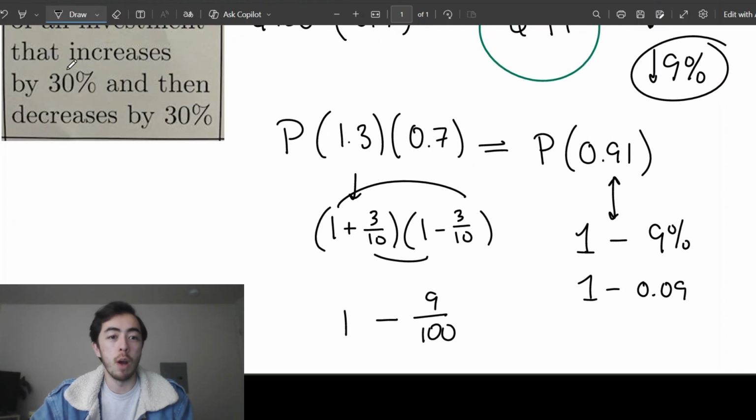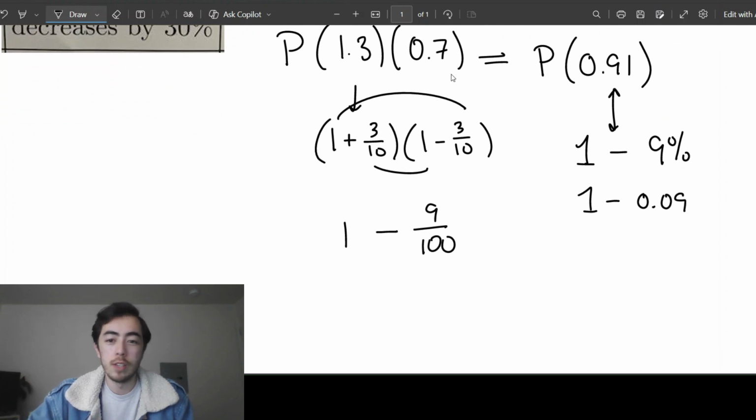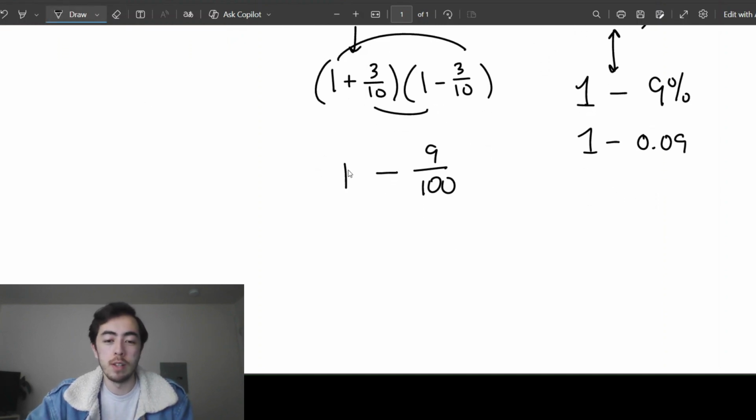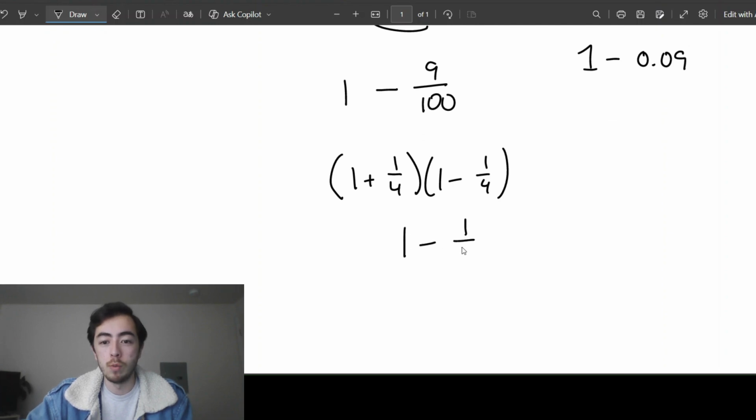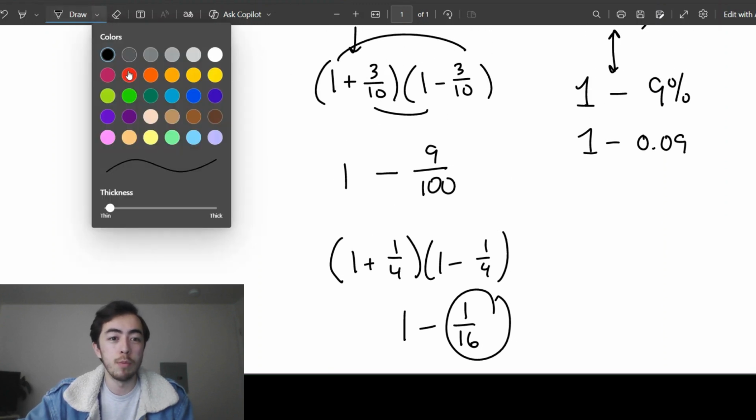And so if you had a different problem that had an increase of some percent and then a decrease by another percent, there is some idea of essentially just squaring that value, and then you'll get the answer. Just to show you another example, let's say it was a 25% increase and then a 25% decrease. I could think about it as maybe plus 1/4 and then minus 1/4. This is just going to be 1 minus 1 over 16. And then this would give me the percent decrease if I converted it to a percentage. Anyways, that wasn't really important for today's problem.